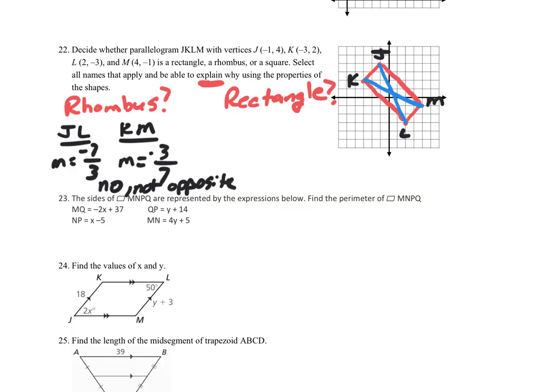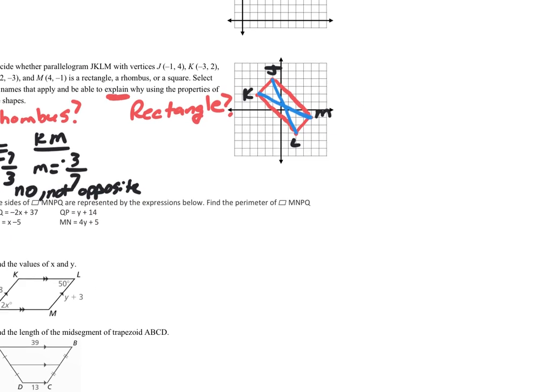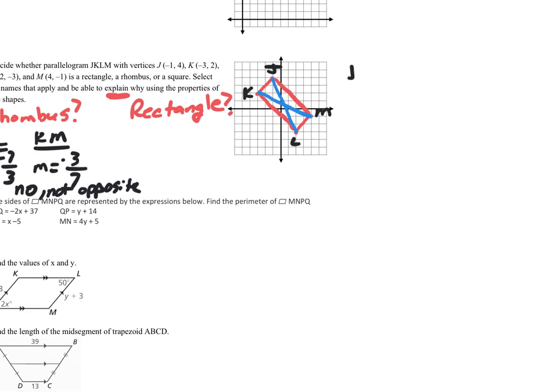So rhombus is out, which means it can't be a square either. If it's not a rhombus, it's not a square. Okay, now we've got to prove that it's a rectangle. The best way to prove that this is a rectangle is to find the length of JL and to find the length of KM. The distance formula.